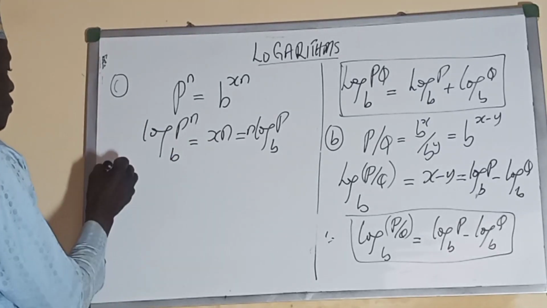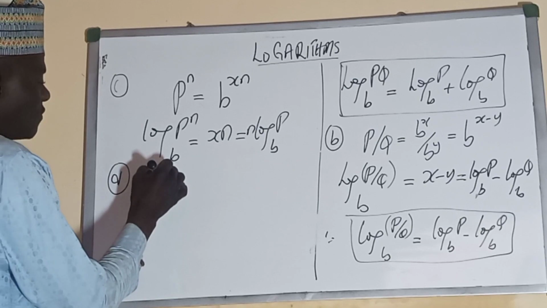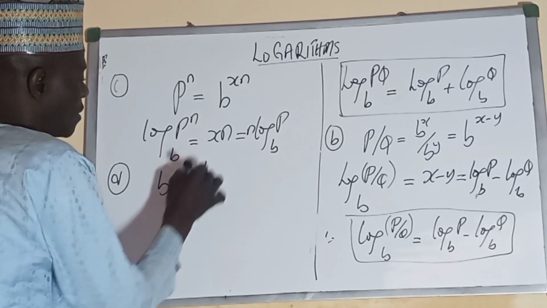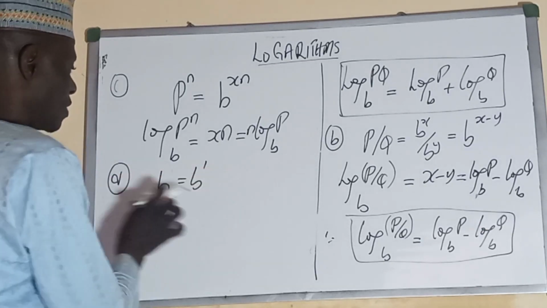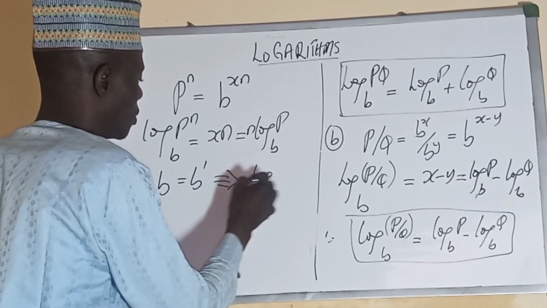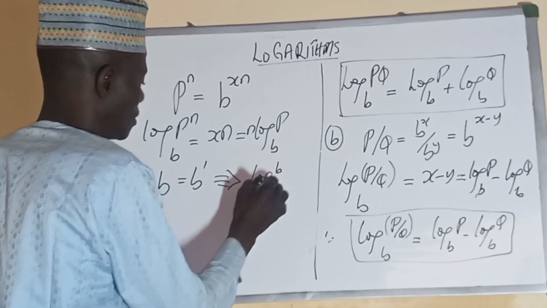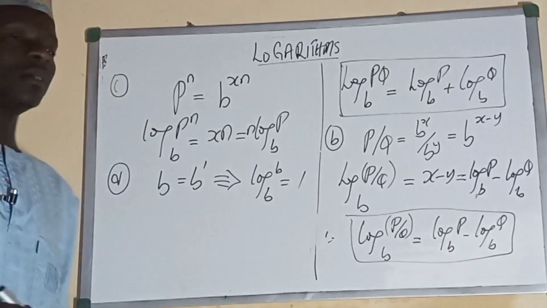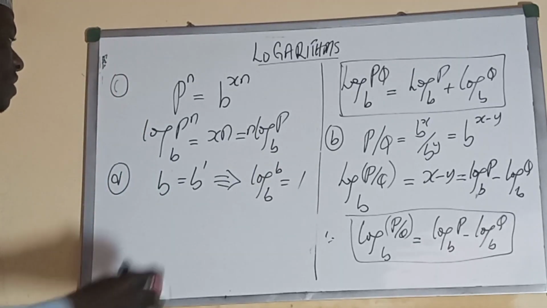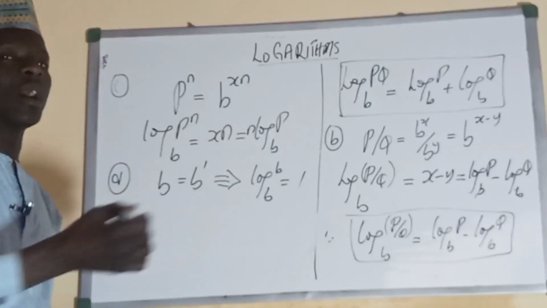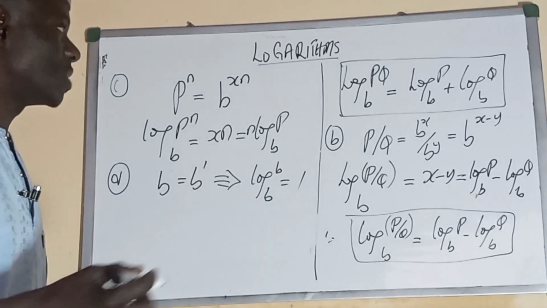And the next one, number d. When you have b power 1 equal to b, when you take the logarithm of both sides, log b to base b will be equal to 1. I hope we are following. This is also one of the laws that we have.